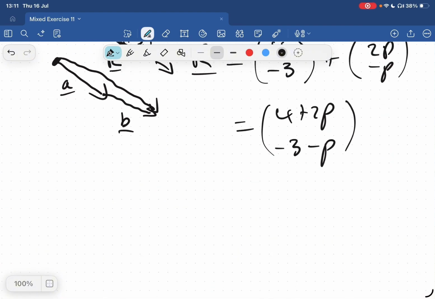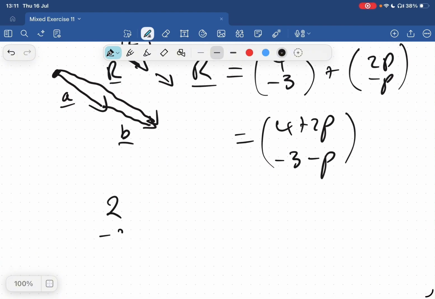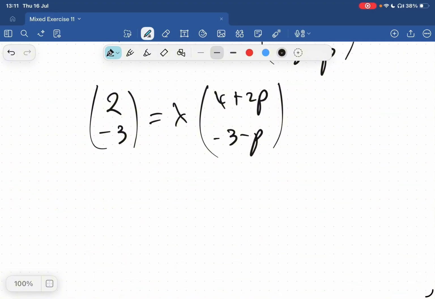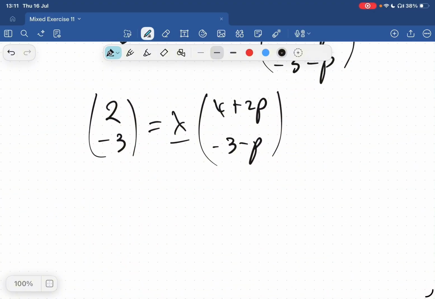Okay, so we make these equal to each other. (2, -3) is going to be a multiple of our resultant vector. Now we've got simultaneous equations. We've got two unknowns, our lambda and our p, and we need to solve for p.